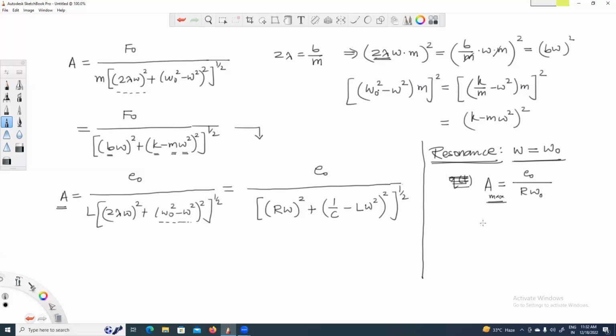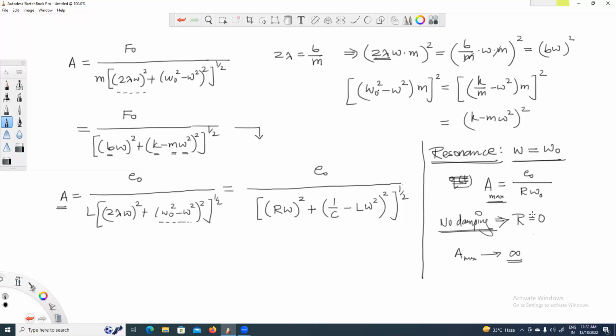And in particular, in the case of resonance, there is no damping. So in an electrical circuit, what is meant by no damping? My resistance is 0. In that case, the maximum amplitude will shoot up to infinity, and my charge will shoot up to infinity in the electrical circuit.